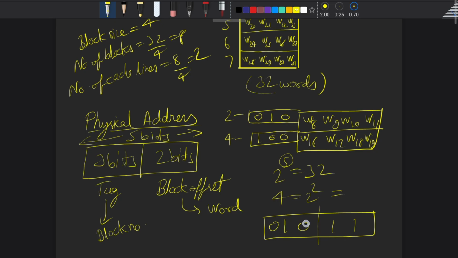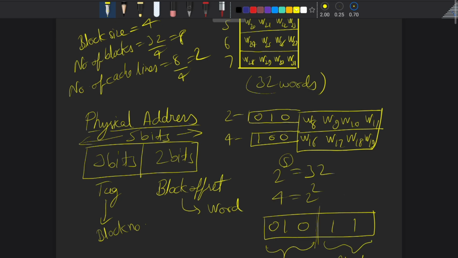So again, let's come to the example. The CPU is looking for the physical address 01011. We divide it in two parts. This part is the tag bit and this part is the block offset.